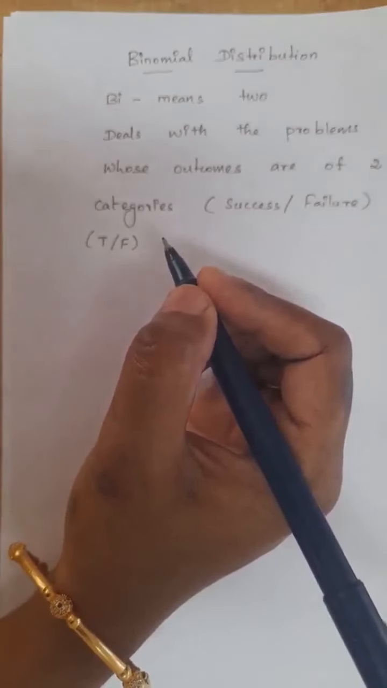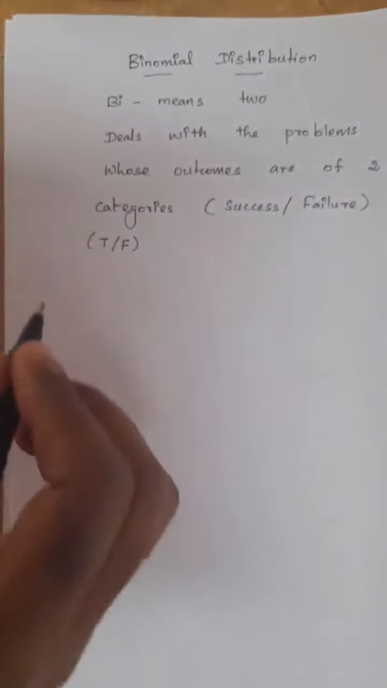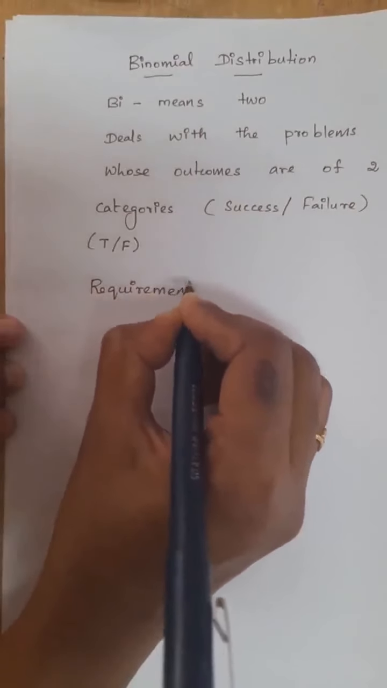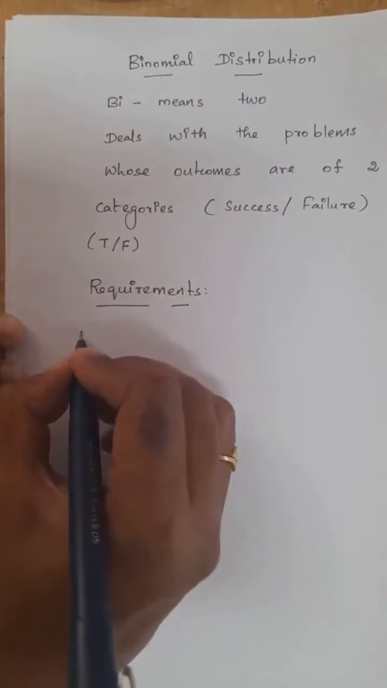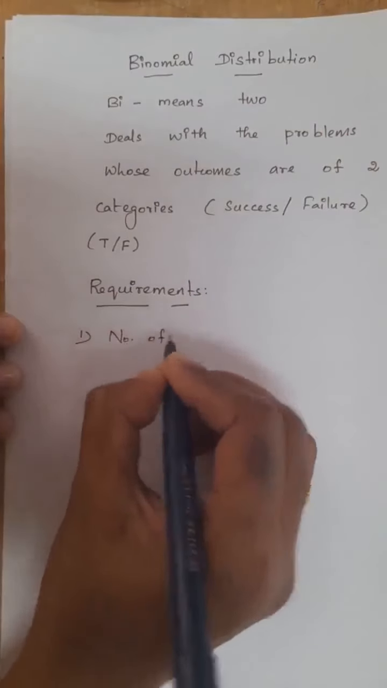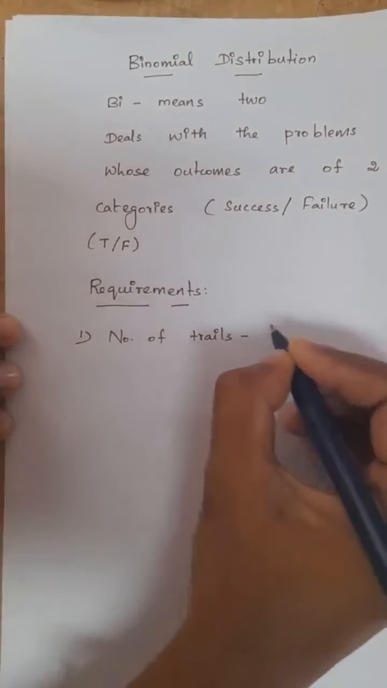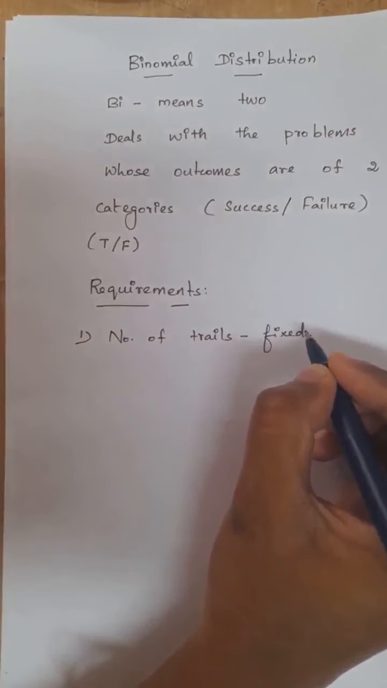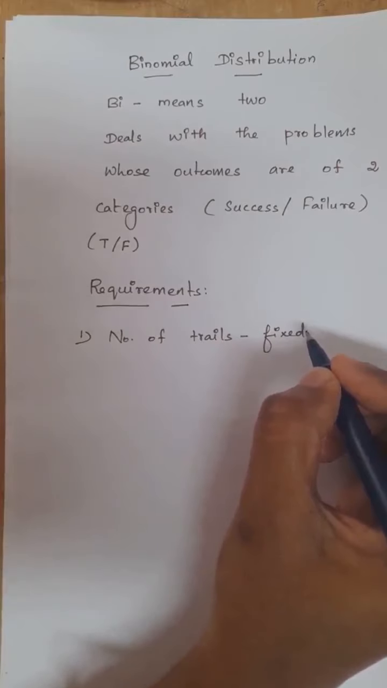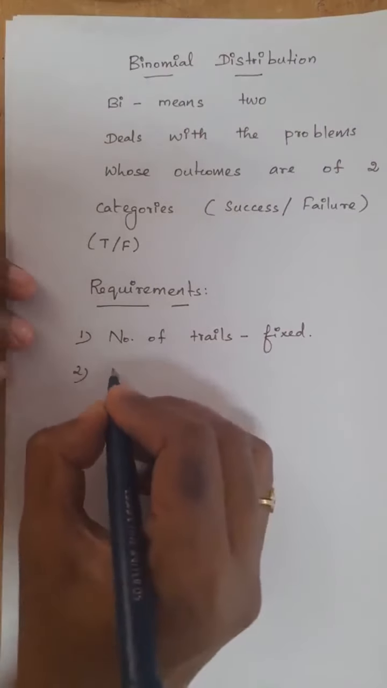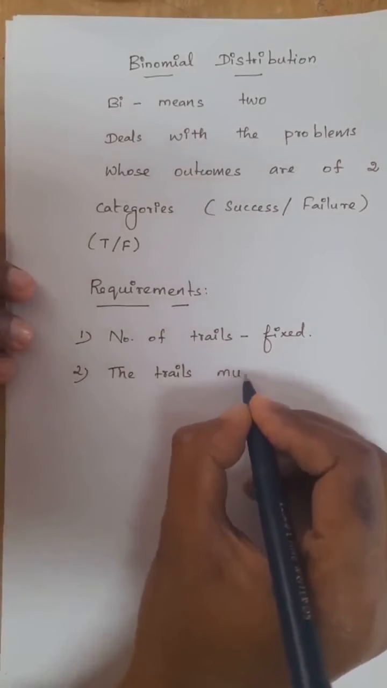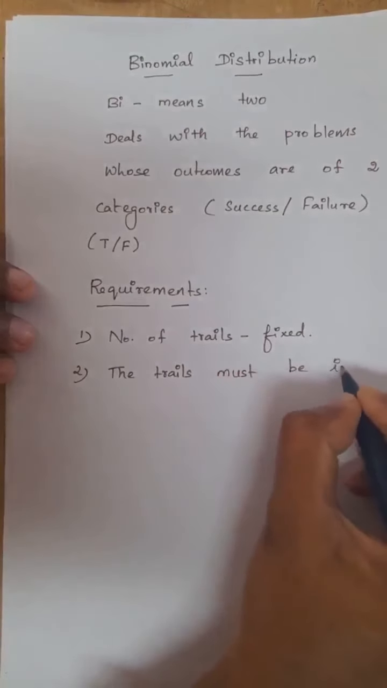Next I'm going to tell you the requirements. What are all the requirements that a problem should satisfy to come under binomial distribution? The first one is the number of trials. Number of trials should be fixed. In case we are tossing a coin, the number of times we toss a coin should be a fixed number. That is n times, say 10 times or 15 times, we have to fix it. The second point is the trials must be independent. The happening of one trial should not affect the other one.